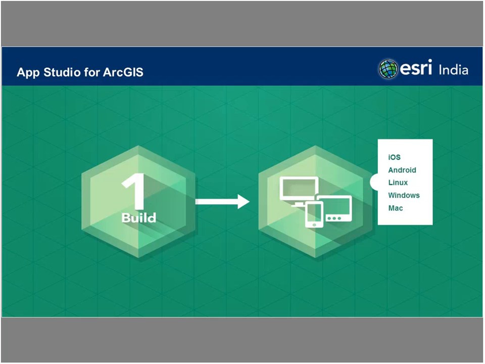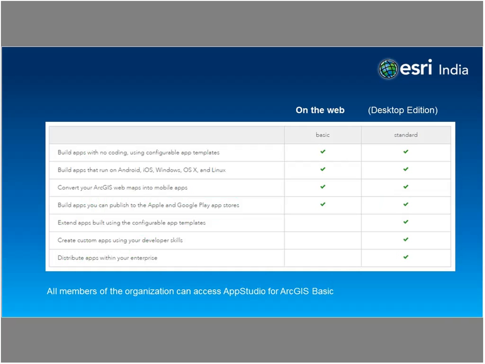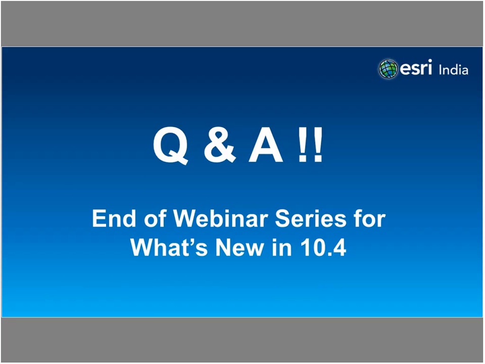He creates an installer for that. It's just a simple button which helps you create these deployable files, and then they can be uploaded to your Play Store, and then they are ready to be used. This is again a new feature of 10.4 for App Studio to configure your mobile apps yourself. Then you can build these apps on the web, and they are available in ArcGIS Basic and Standard.